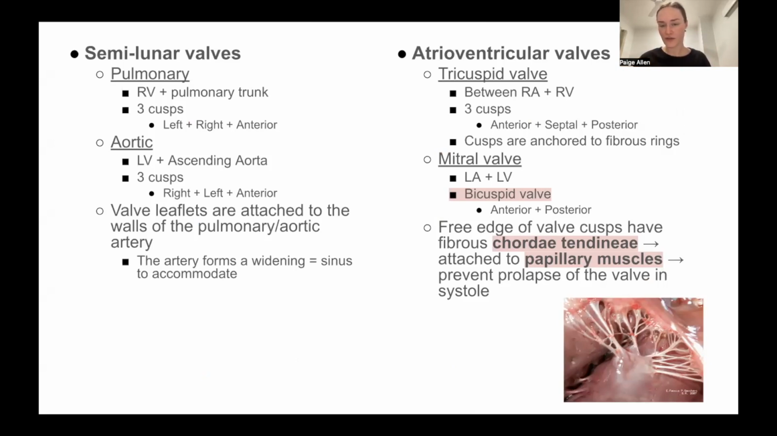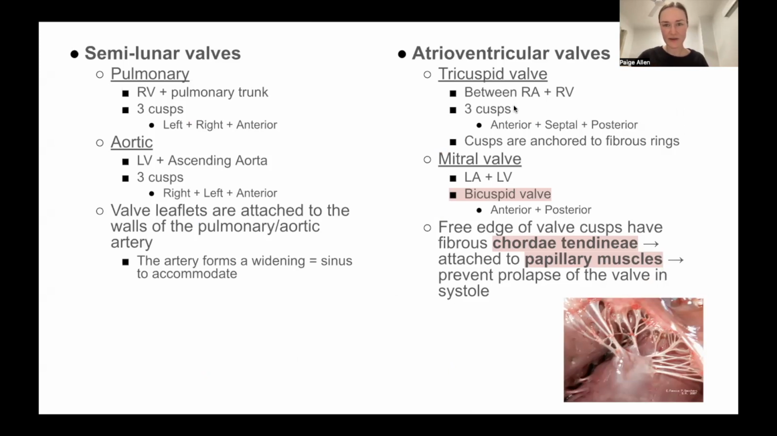If for any of the other valves you see that they are bicuspid, you know that that's a congenital abnormality or some sort of change that's happened to the valve. So sometimes you'll see that with aortic, I believe. I think that covers most of the important things here.